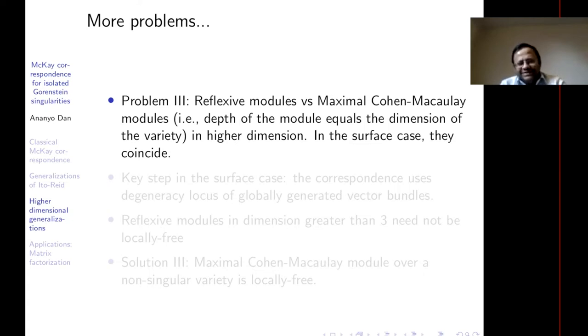Now comes higher dimension. This is the first time that we have this problem. In the surface case we looked at reflexive modules. We gave a correspondence between reflexive modules and the components of the exceptional divisor. Now in higher dimension, do we look at reflexive modules or do we look at maximal Cohen-Macaulay modules? The good thing in the surface case was that both of them were the same because of the depth. You can define reflexive modules using depth, and you will see that both of these conditions coincide in the surface case. But in higher dimension, they will not coincide.